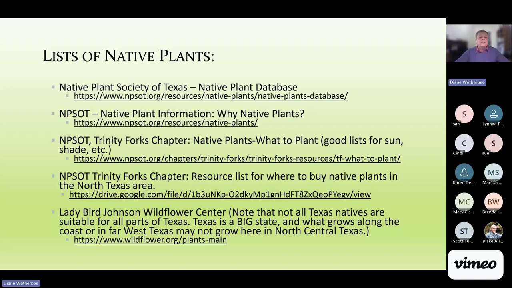So you need to be cognizant of where it's native in Texas. Just saying it's a Texas native is not good enough. We're just too big. So if you snap a shot of that, there are some great resources there.